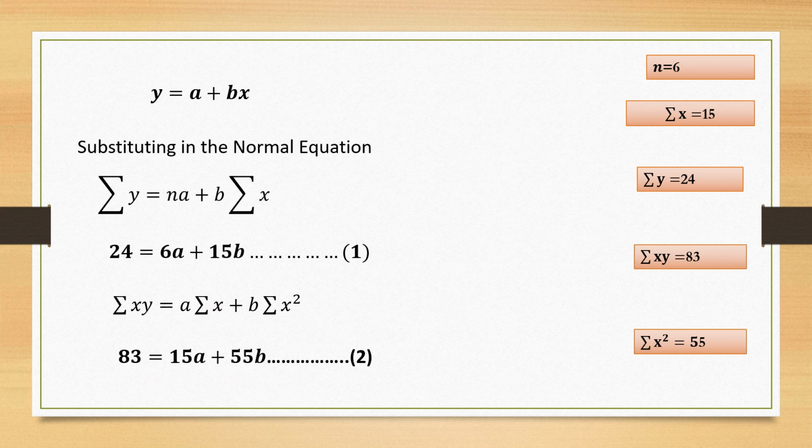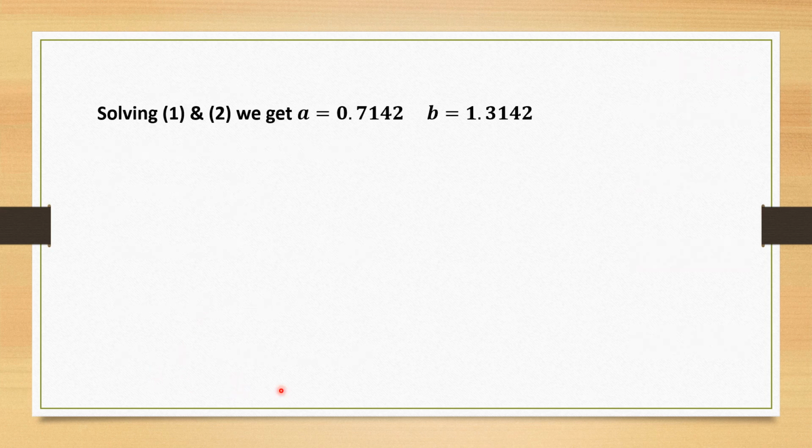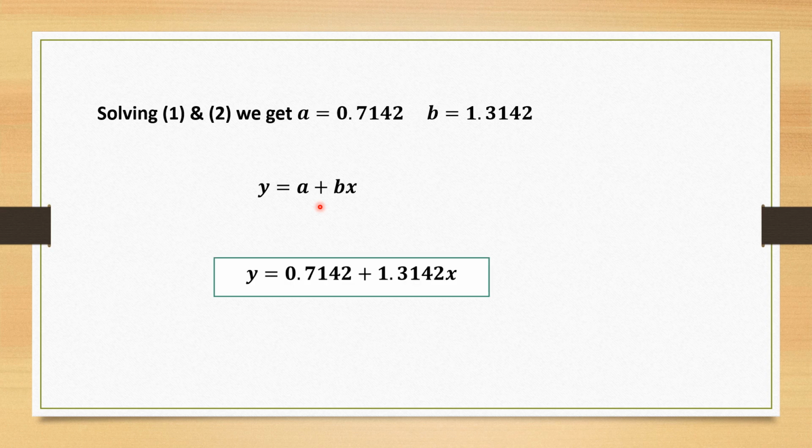And when you solve equations 1 and 2, we get the values of a as 0.7142 and b is equal to 1.3142. Substituting these values in the equation of the straight line y is equal to a plus bx, we will get y is equal to 0.7142 plus 1.3142x. Okay, this is the equation of the straight line which passes through almost all the points of the given problem.